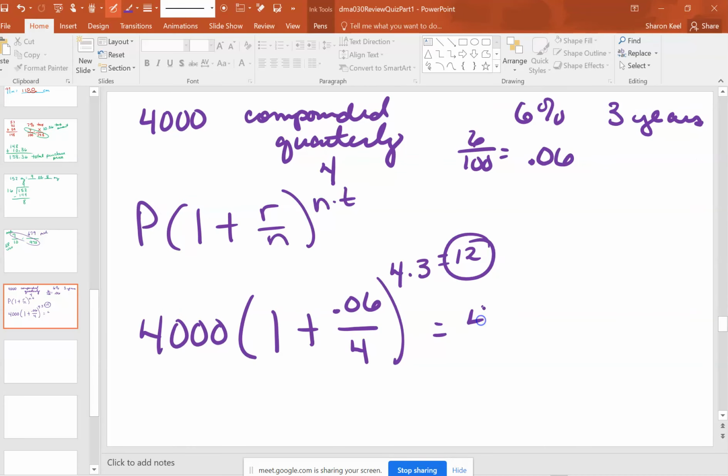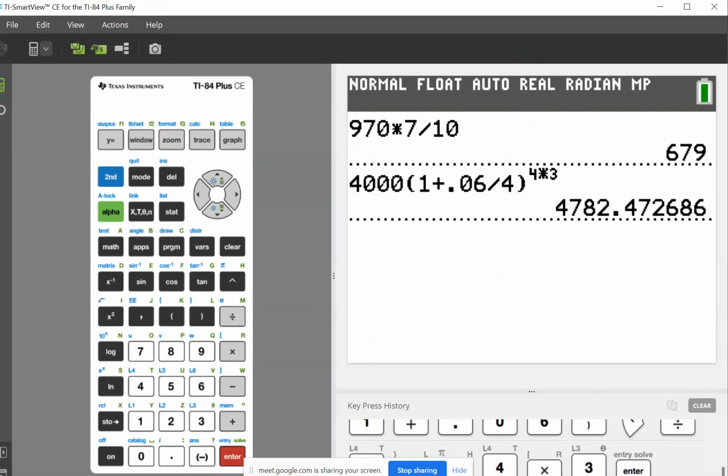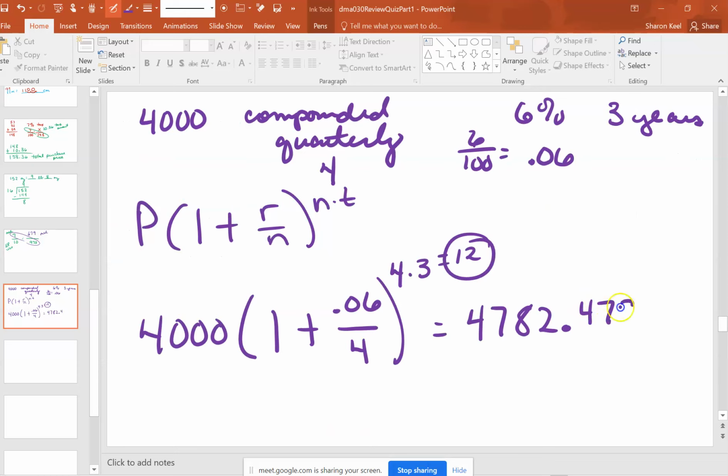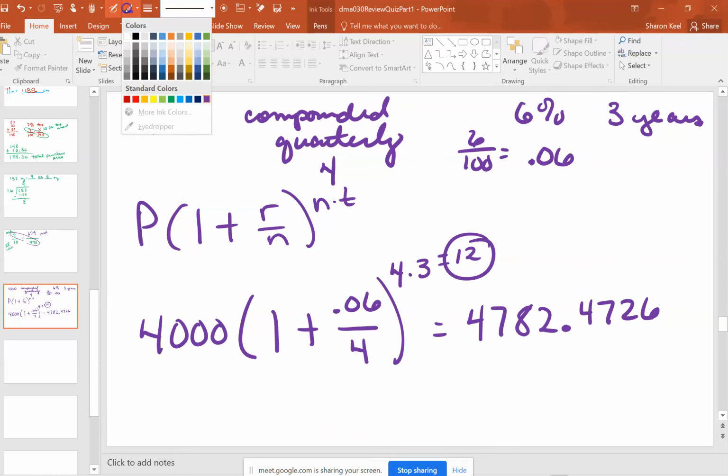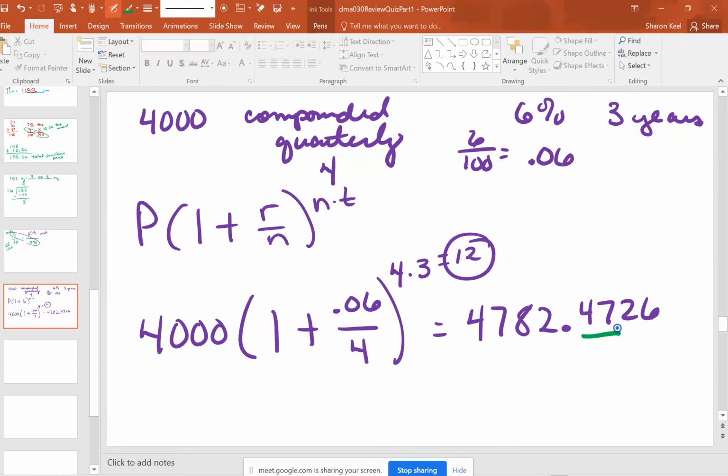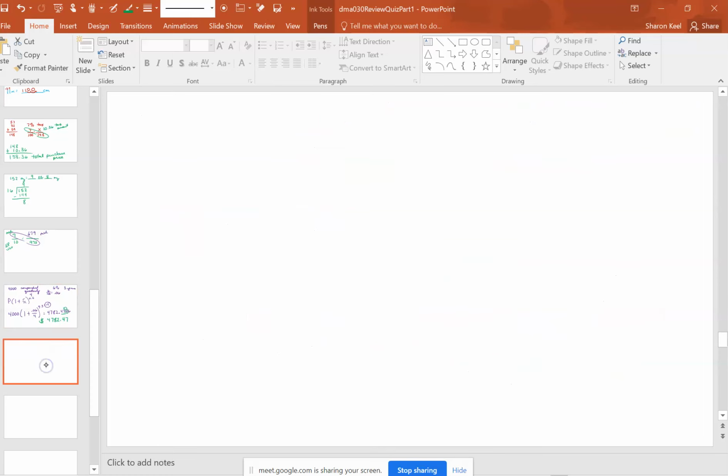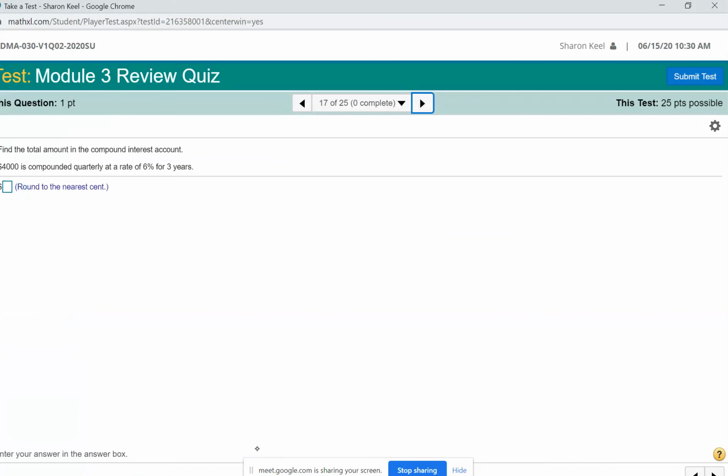4,726. Money is always going to be rounded to 2 decimal places for the cents. This 2 makes the 7 stay the same. So 4,726.47. That would be your final rounded answer. They do tell you here to round to the nearest cent.